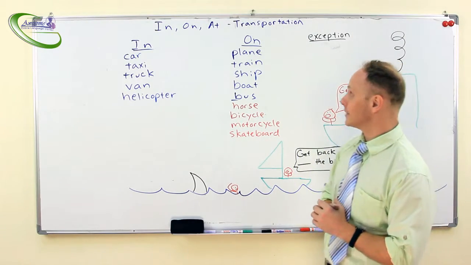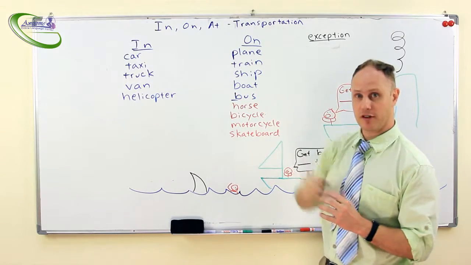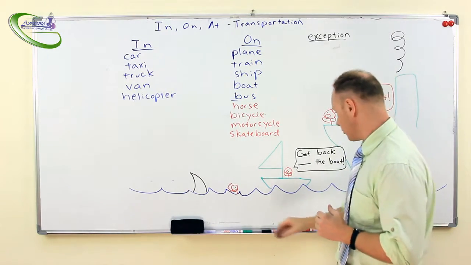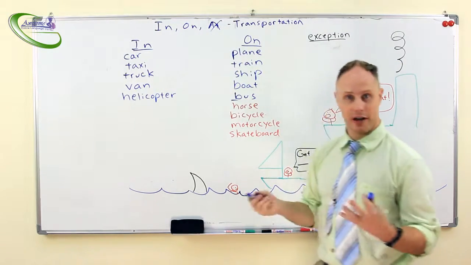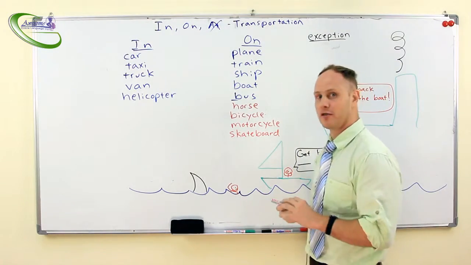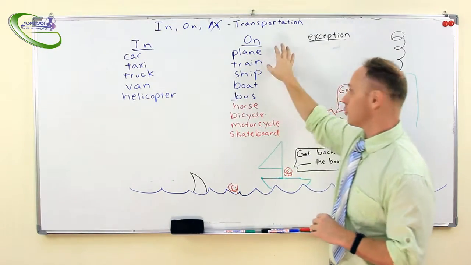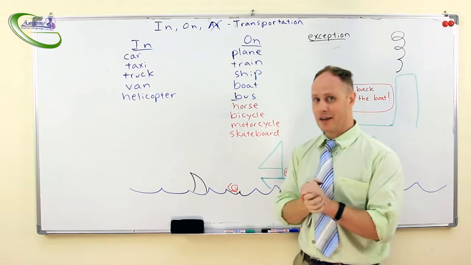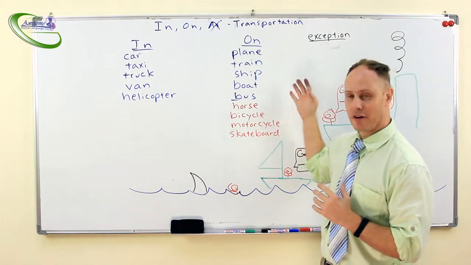We're talking again today about in, on, and at, but this time we're going to talk about transportation. Now the nice thing right before we even get started is we don't need at. One fewer thing to worry about. We're going to talk about things where they're in and things where they're on. Now again, it can be a little confusing. Why are some of them in and why are some of them on?